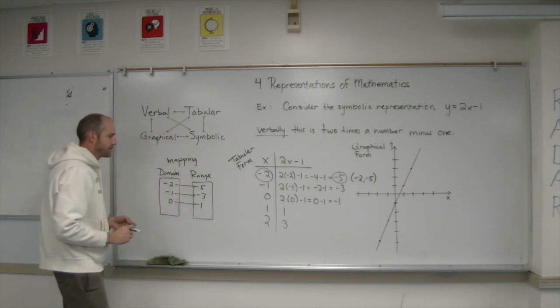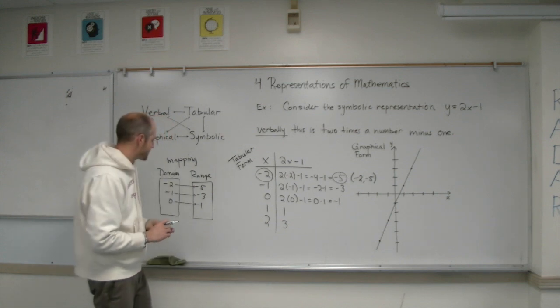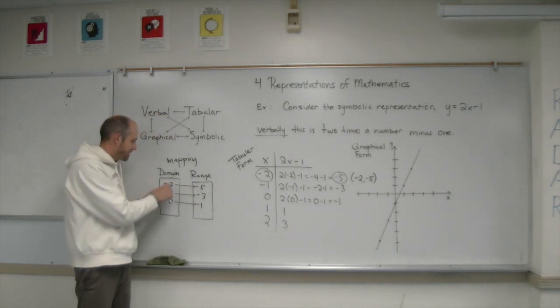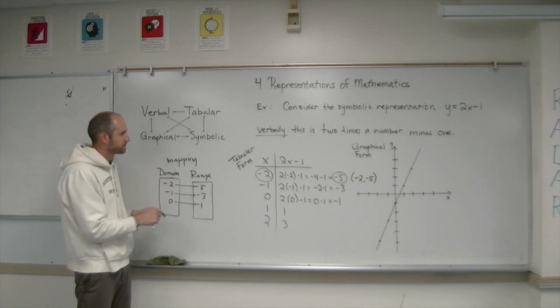Just yet another way that we can represent the exact same idea, which is a number times 2 minus 1. And this is just explicit in showing that this is a beginning set and an ending set. This is what you put in, and when you put this number in, this is what you get out.